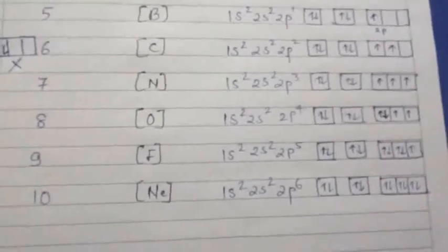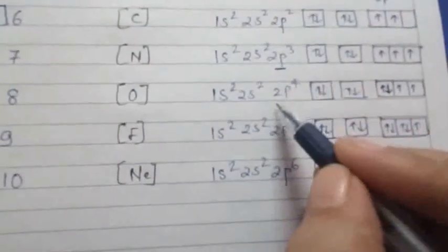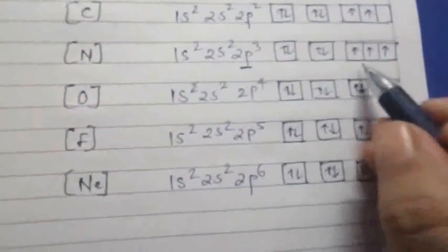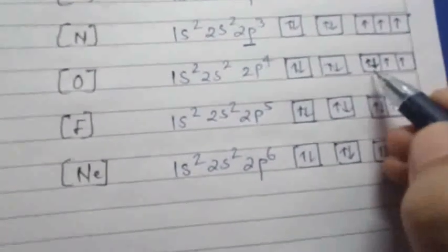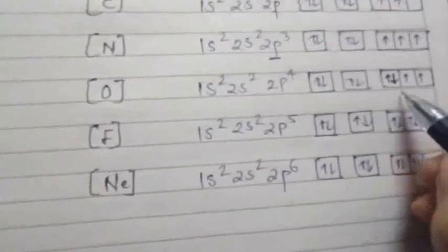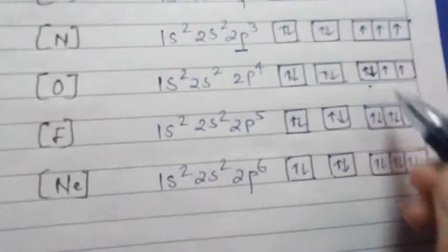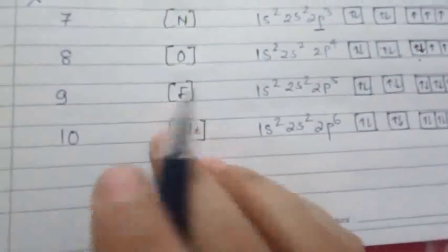Then comes oxygen. Atomic number is 8. So 2p3 has changed to 2p4 because one electron has further increased. Now when all the 3 orbitals were filled singly, pairing has started. So the 8th electron of oxygen will enter here. This anti-clockwise one is the 8th electron.